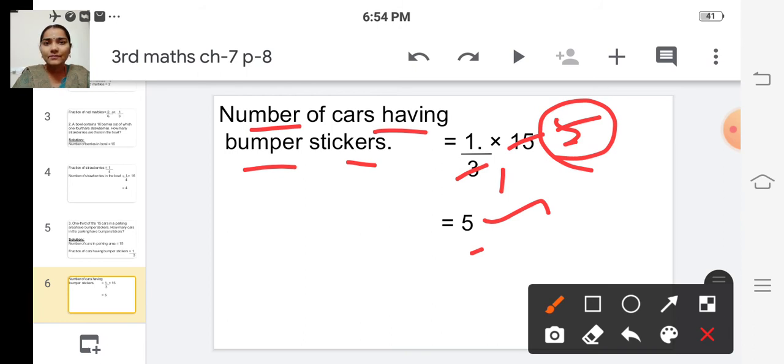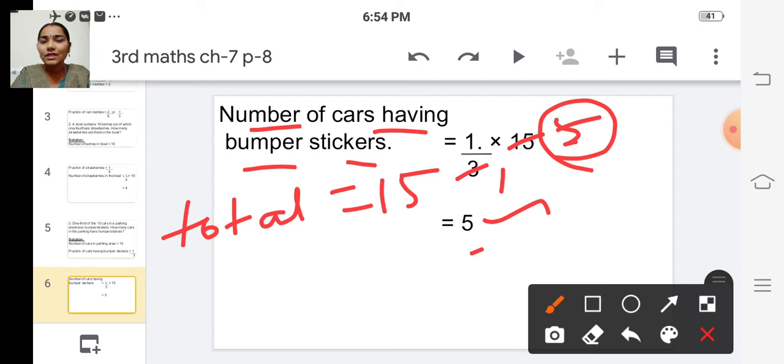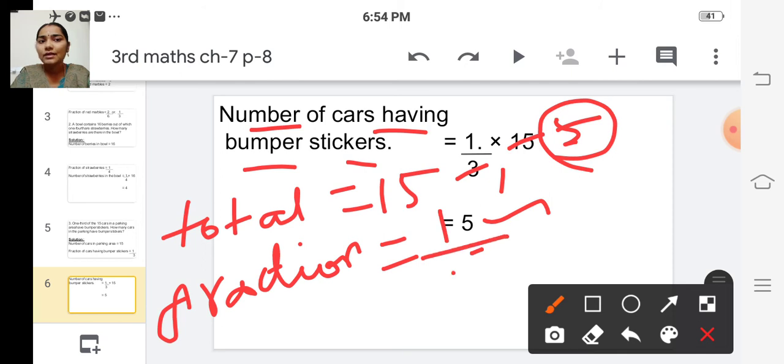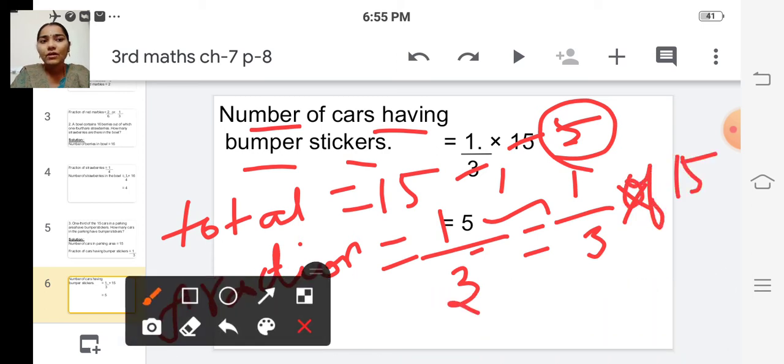Is it clear, children? So they have given 1/3 of 15 cars. So totally there are 15 cars. So 1/3 of 15 cars have bumper stickers. They have given the fraction of cars that have bumper stickers as 1 by 3. So we are going to find out the number of cars. For that we have to do 1 by 3 into 15.